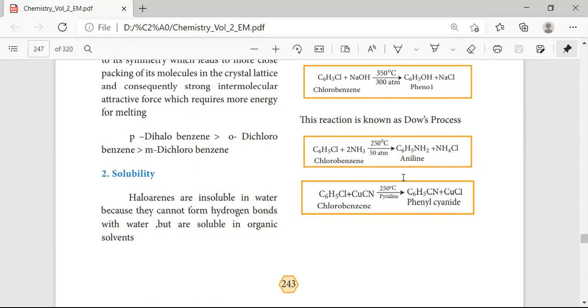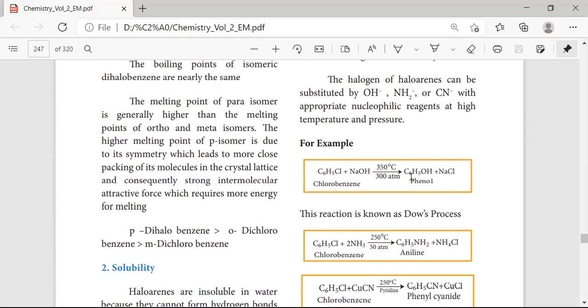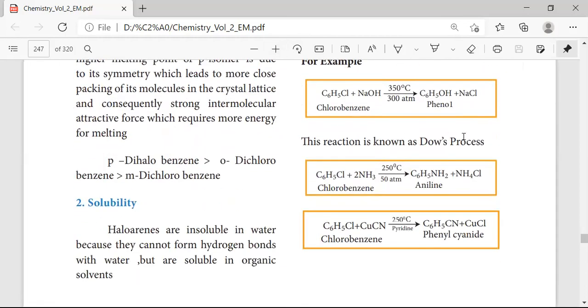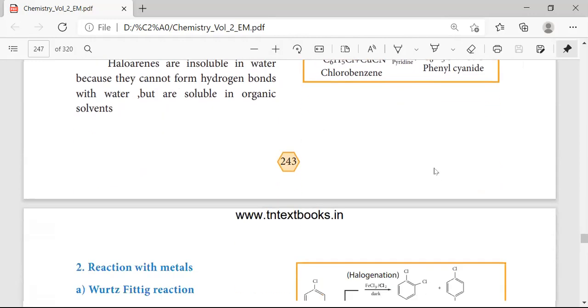So aryl அப்படின்றது benzene ring போடுறோம். Okay. So now, first example, chlorobenzene along with this NaOH. This NaCl gets removed so that we get the product as a phenol. The name of the reaction is known as Dow's process. Okay, this is one of the naming reaction. Again, with chlorobenzene, the presence of ammonia, it leads to form aniline. With chlorobenzene, it forms phenyl cyanide.